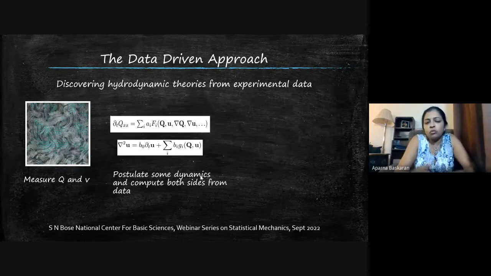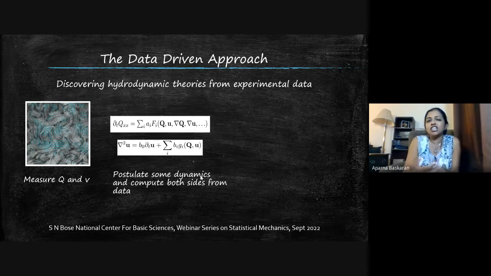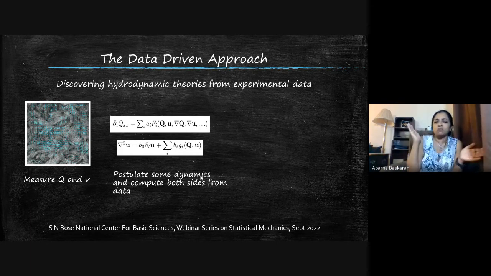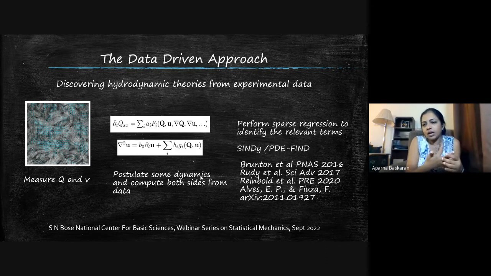And you don't do boring linear regression. You do something fancy. You do ridge regression, sparse regression, and things like that. Some fancy linear regression to find these coefficients. This would be a technique to discover the hydrodynamic equations directly from the data, without ever using my physics brain at all, right? This technique has been called SINDy or PDE-FIND in the applied math literature.